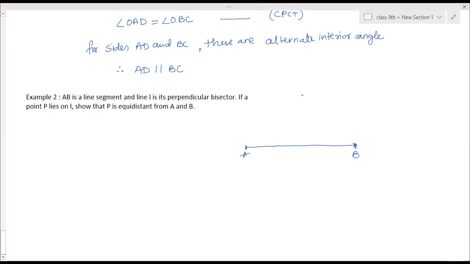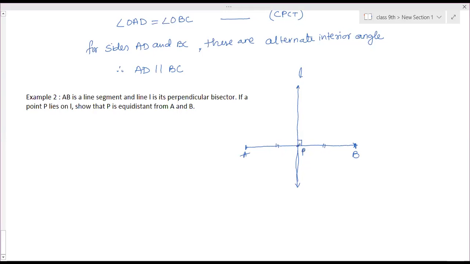L is perpendicular and also a bisector. This is line L. So it is perpendicular and also a bisector. Bisector means it divides the segment into two equal halves. If P lies on L, so P is here.